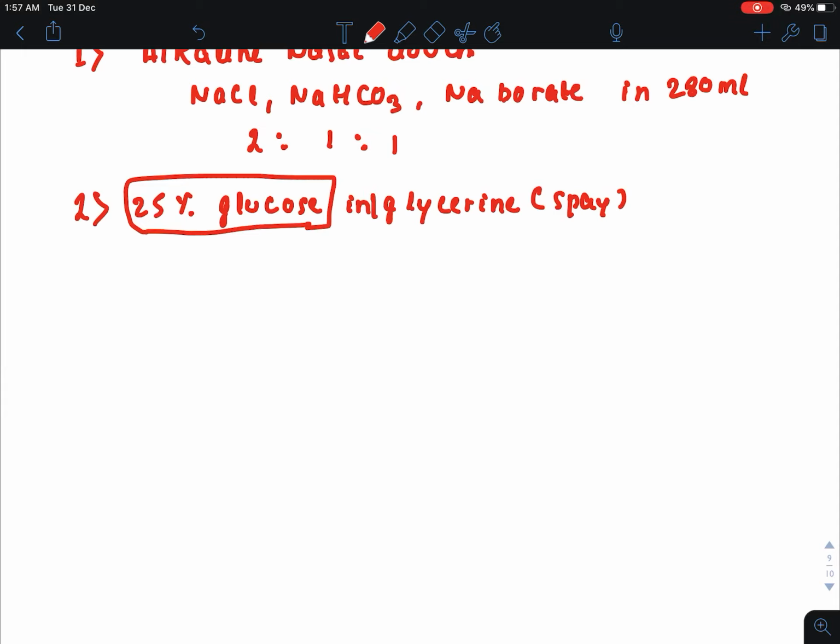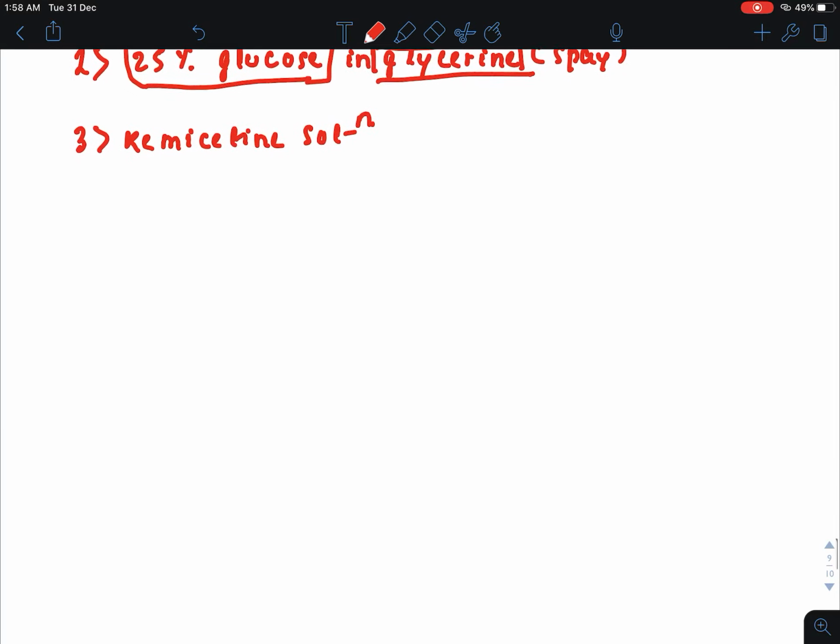And then what is the function of glycerine? Glycerine just lubricates the nasal mucosa, and it is hygroscopic. It attracts the water, it attracts the moisture. We are also giving Chemicity solution.